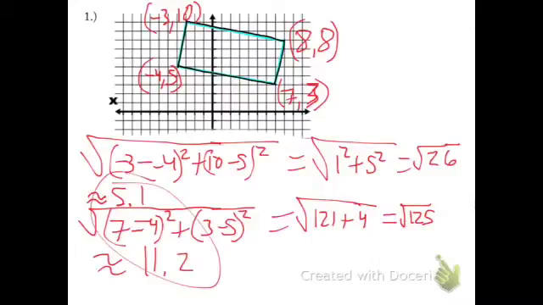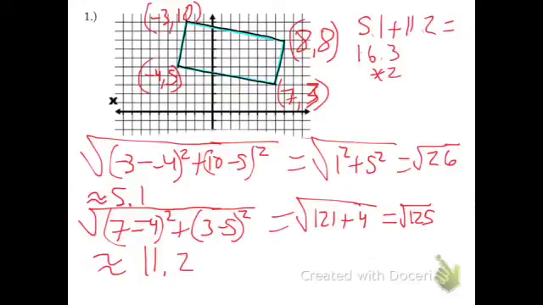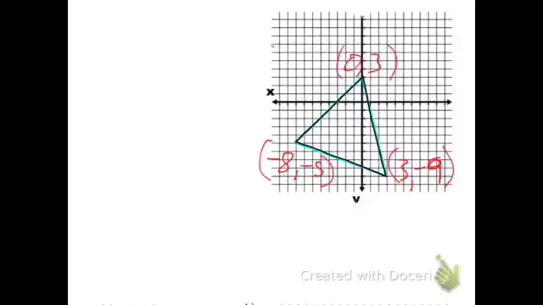So now that I have my two lengths, I'm going to add them together. 5.1 plus 11.2, you're going to get the magic number of 16.3. You need to times that by 2, which is 32.6, which when you round to the nearest whole number is 33. So you're looking at approximately 33 units.